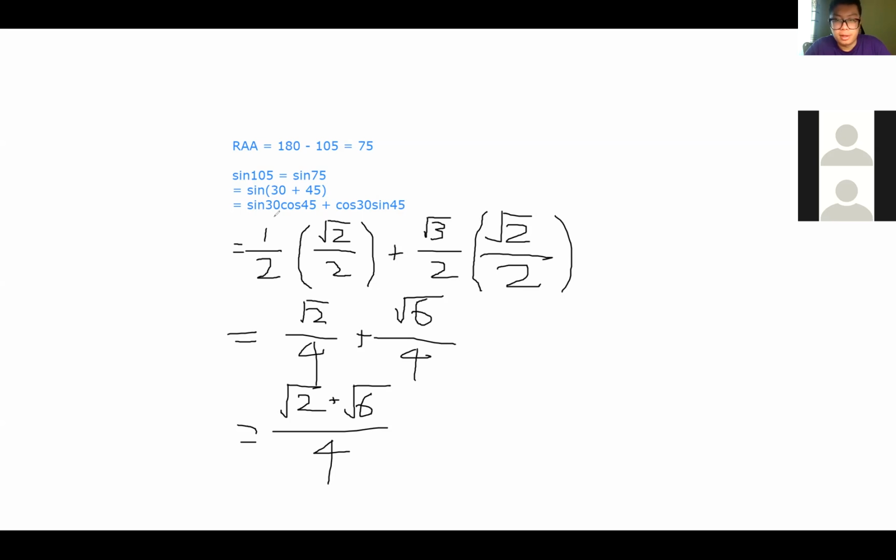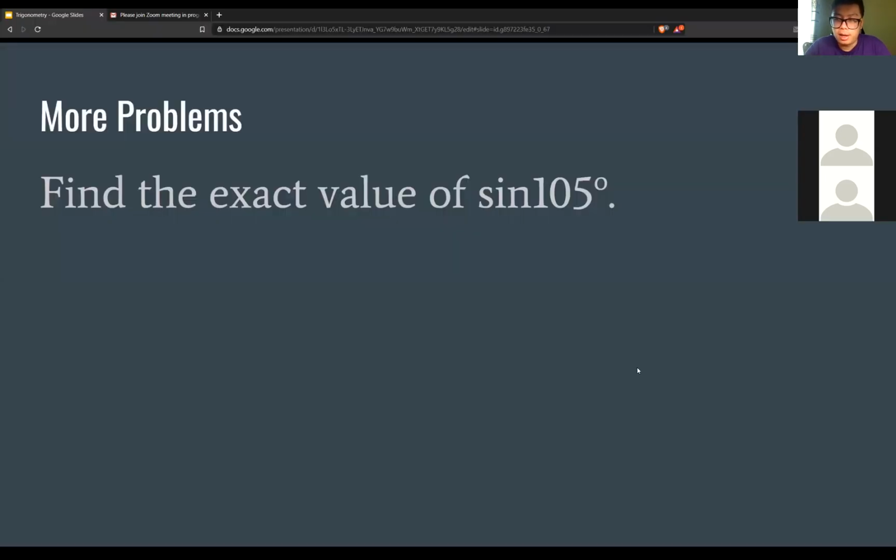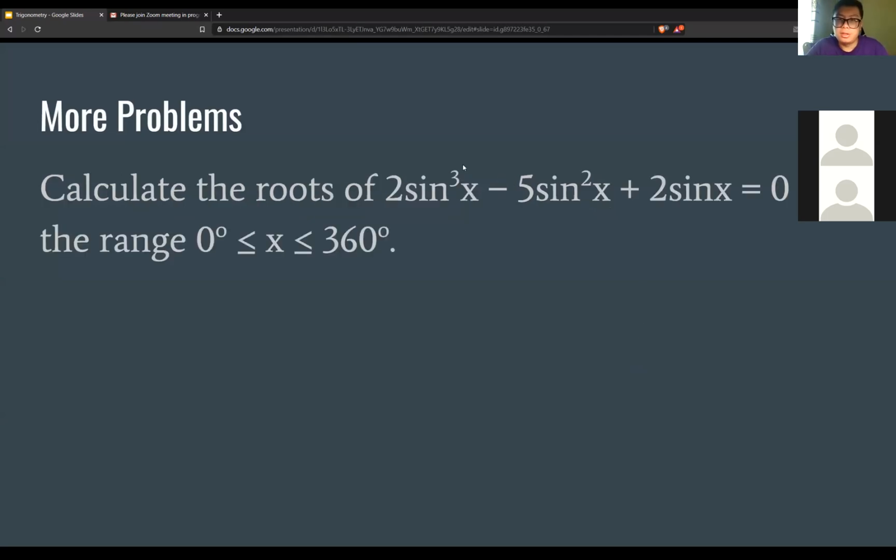Okay. And there was another problem, but I won't cover it today. It's basically to solve for x with this cubic equation right here. If you want to solve this, you can substitute a variable for sine of x, solve for that variable in the cubic equation, then set that variable equal to sine of x, and then solve for x. So that's a hint if you want to solve this problem. And I will share it with you guys later today.